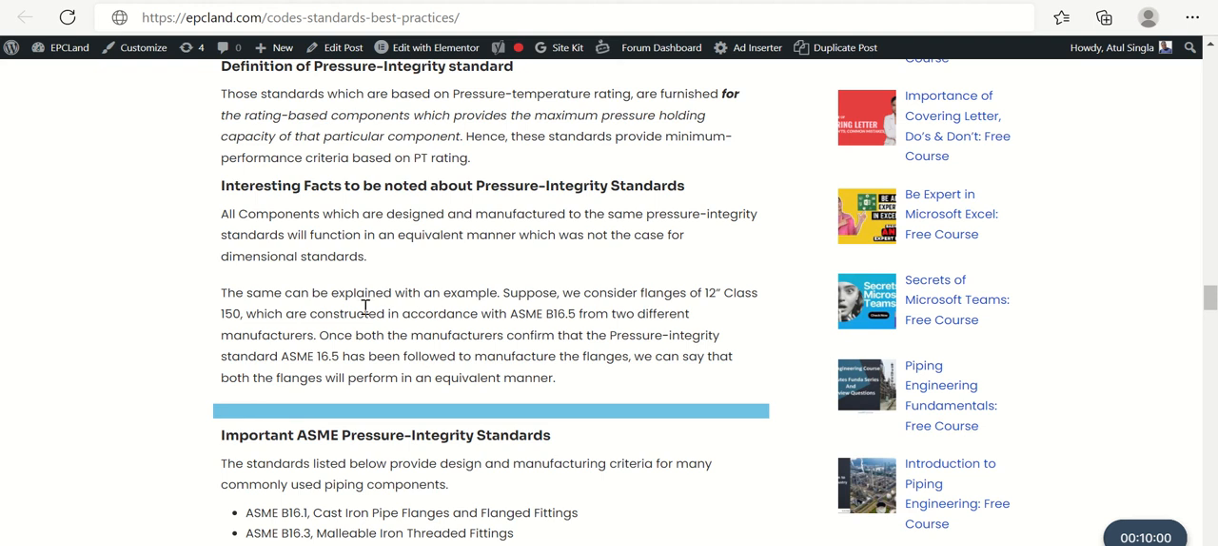So this is interesting. Now let us take an example to understand the same. If we consider a flange of 12 inch which was constructed in accordance with ASME B16.5. B16.5 is one of the pressure integrity standards, right? Suppose two manufacturers manufacture two flanges, each 12 inch 150 pound rating, and they follow the pressure integrity standard, that is B16.5, then we can always say the performance of these two flanges will be the same. This is the major difference between pressure integrity standards and dimensional standards.